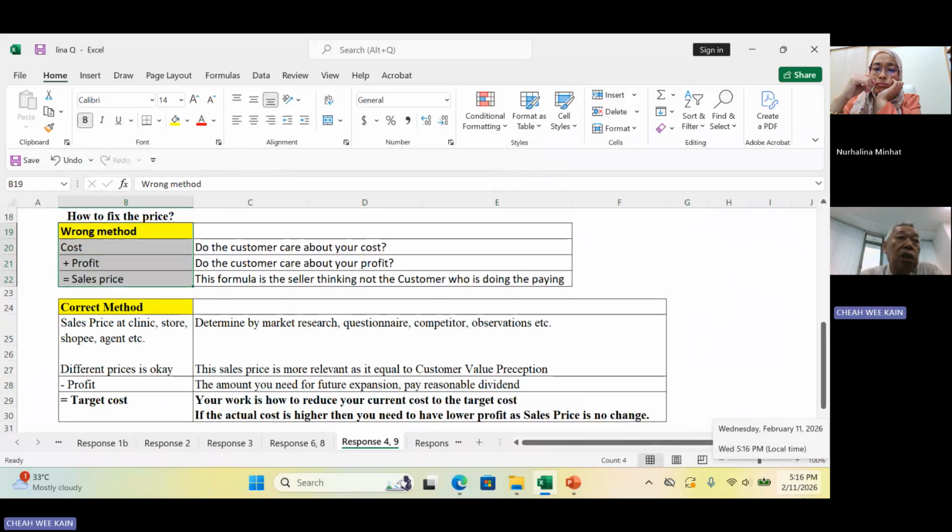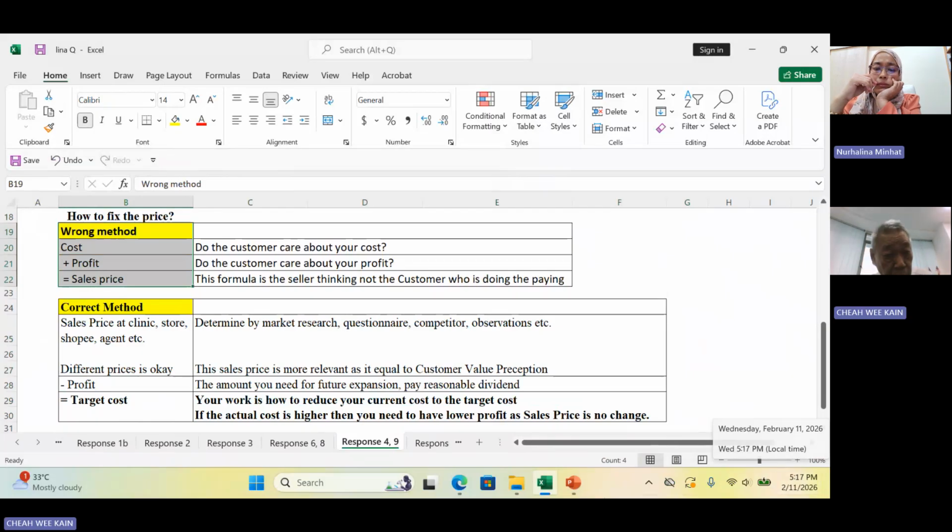You walk into a shop and you say, oh, this shop is very expensive. I'm not going to come here again. Right? Why? Because they follow this formula, the wrong method. But if the owner of the shop has done their homework, what is the price that the customer for that particular segment wants, for that particular quality that they want? Customer come in, they will buy already.